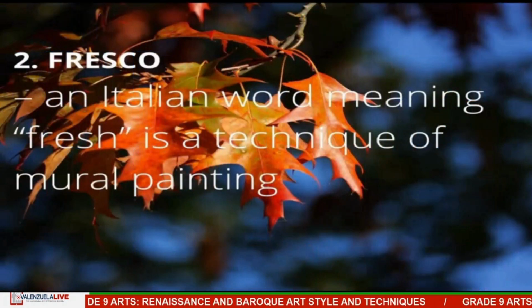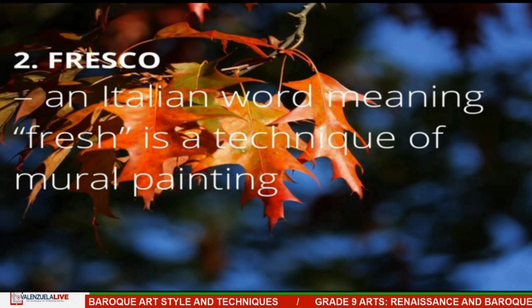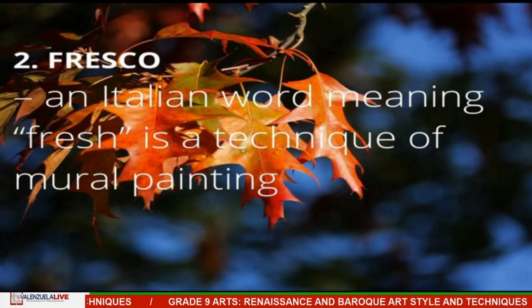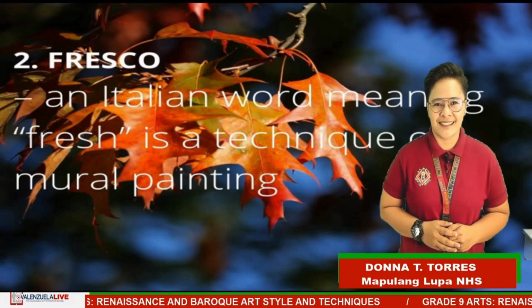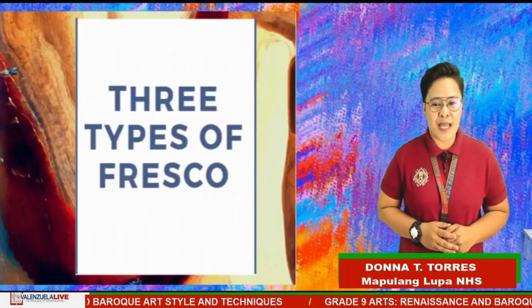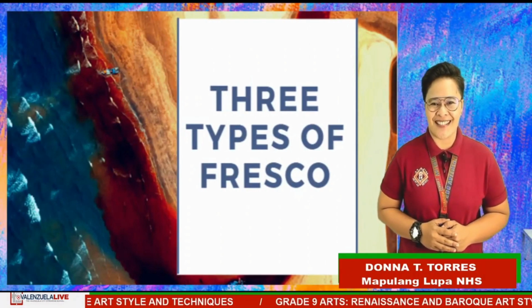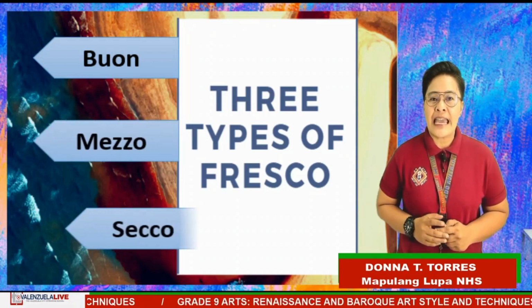Next is fresco, an Italian word meaning fresh. It's a technique of mural painting which was also evident in the Renaissance period, but made its way to the Baroque period as counter-Reformation artworks. Three types of fresco have emerged in art: the buon, mezzo, and secco.